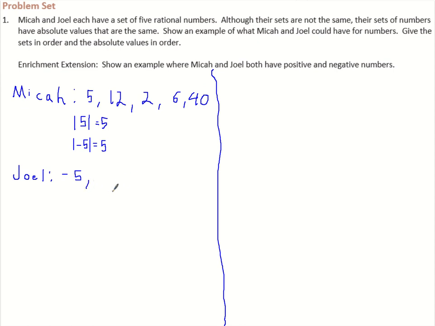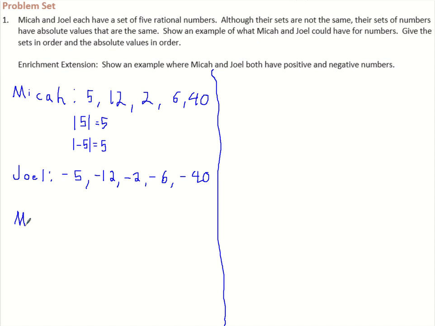And for Joel's set, what we need to do is take all of Mika's numbers and take the opposite of them. So the opposite of 12 is negative 12. The opposite of 2 is negative 2. The opposite of 6 is negative 6. And the opposite of 40 is negative 40. Well, good news. Now we have both sets made. We can put them in order.